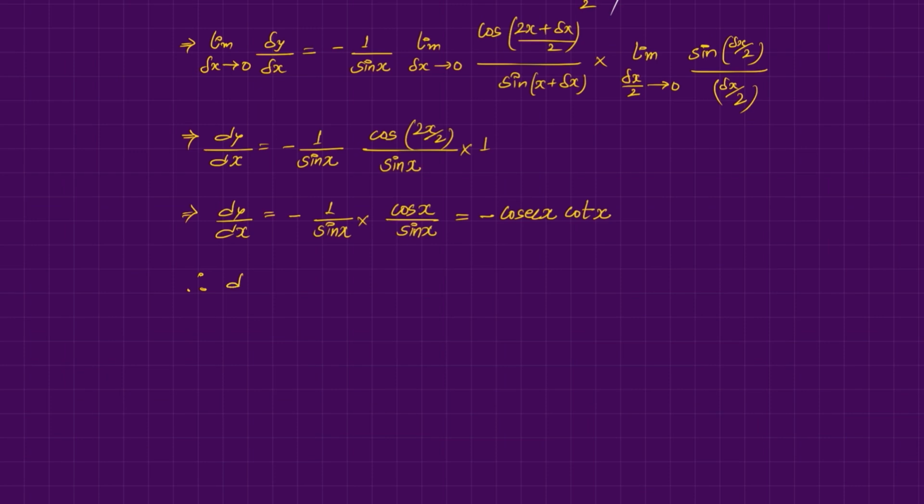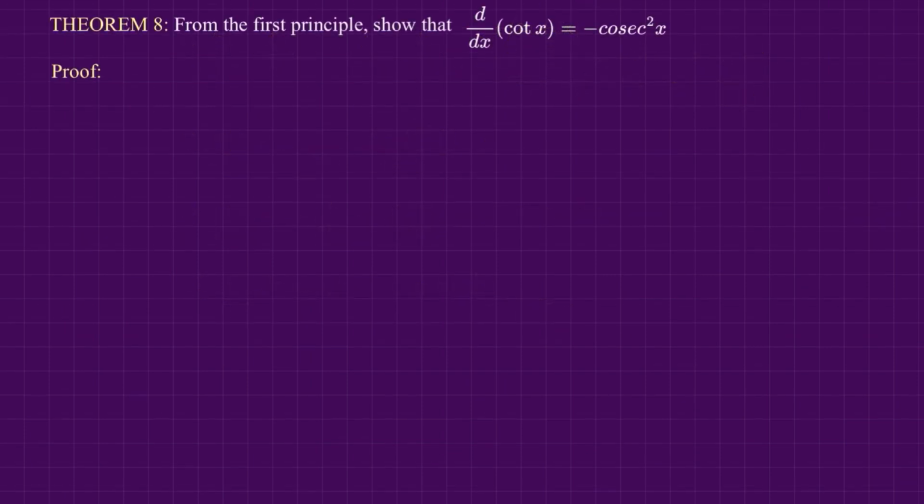Therefore d dx of cosec x equals minus cosec x into cot x. Next, d dx of cot x equals minus cosec square x. My function is cot x. Let y equals cot x.